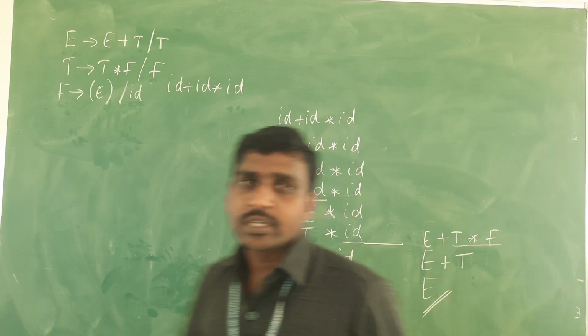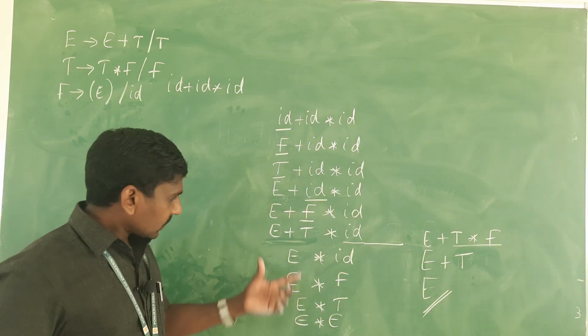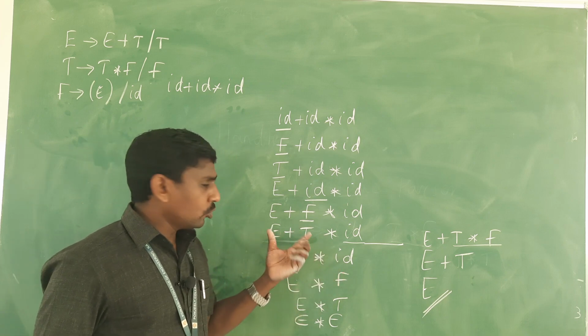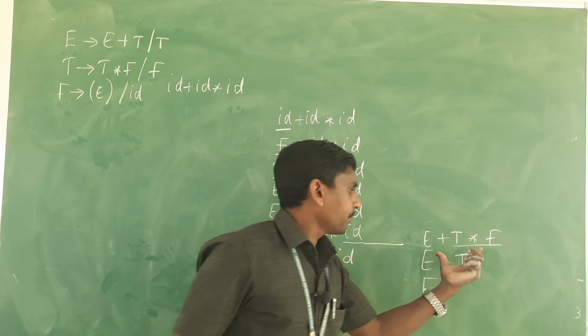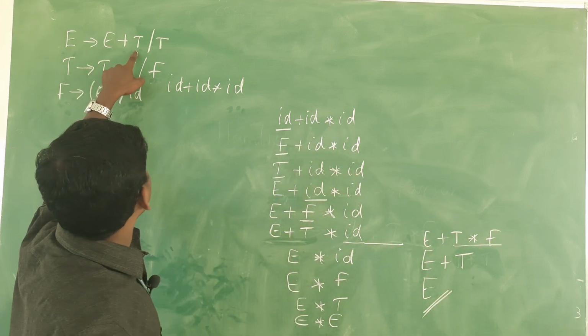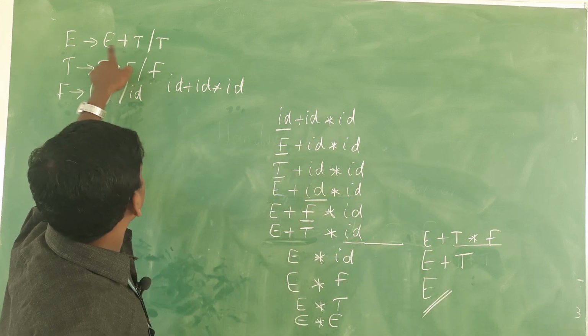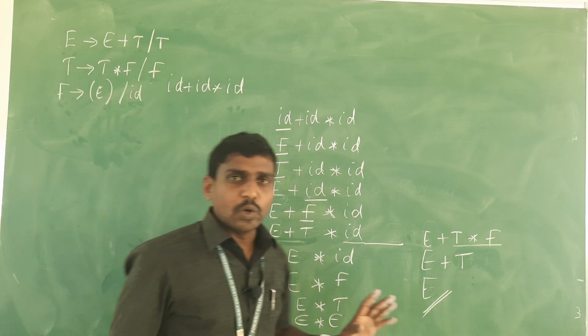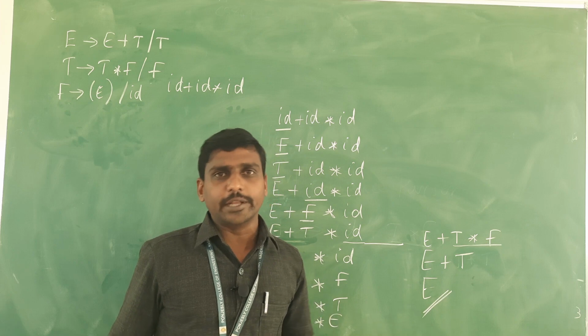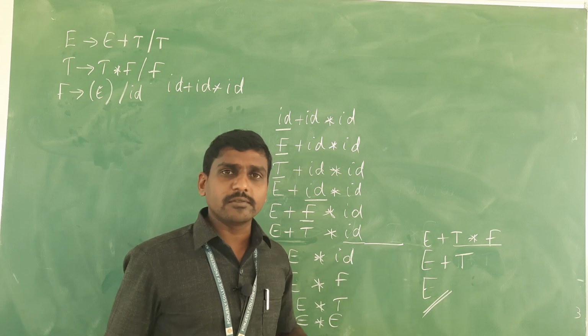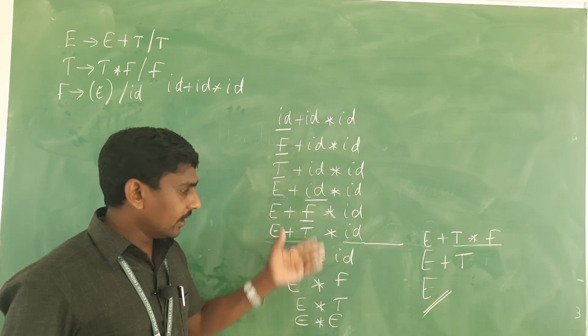We derived the start symbol. Clear? The drawback is I have two productions. I can take E plus T as one handle, or I can take E tends to T. But here there is a confusion about which production we want to take. Clear? That is the drawback of the shift reduce parser. That's what is clearly explained here.